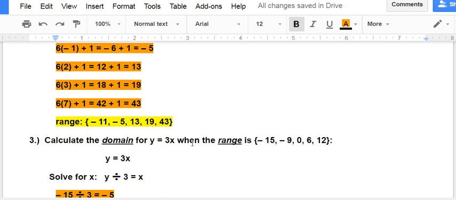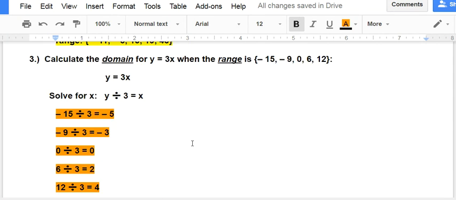All right, I want to go down to question 3. We did this one in class, but I also want to have this available for you too. Now notice, this time they're asking for the domain when you're given the range. So we're given the y values, we want to find the x values. So this is our equation, y equals 3x. And what I'm doing is I'm going to get x by itself because that's what I want. I want to find the x values.